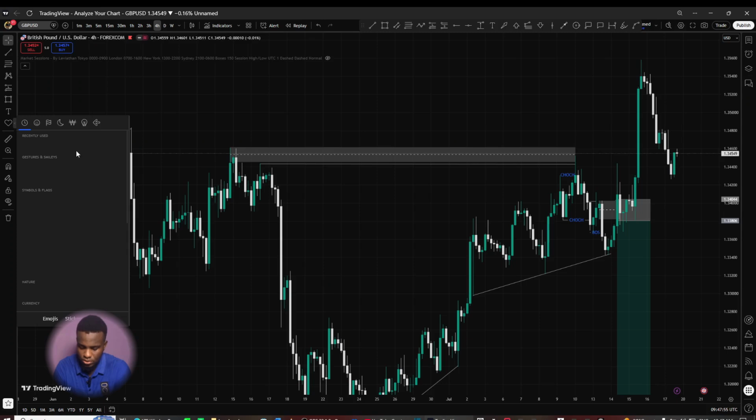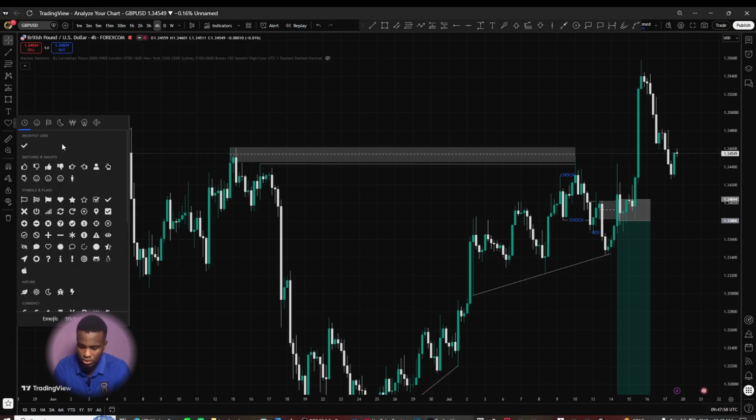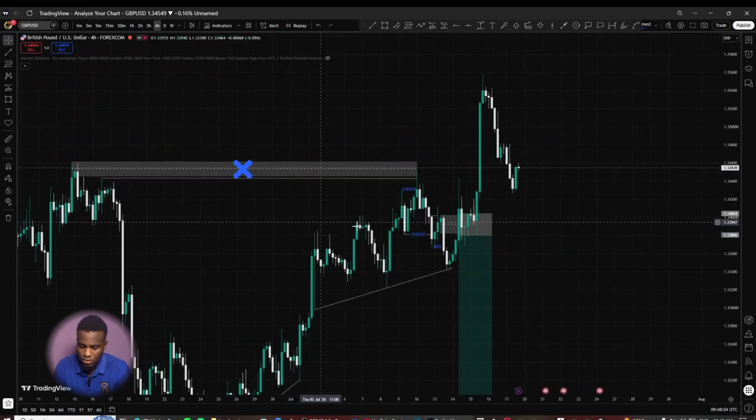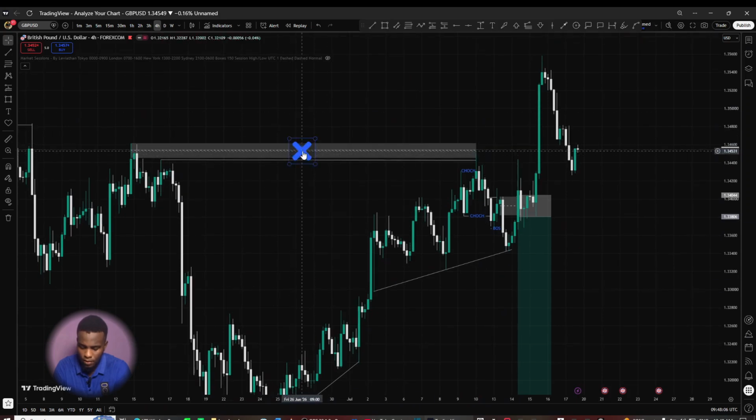This is the first thing that actually disqualified the trade that I took. This place right here, that is not an order block. That is, first of all, not an order block.